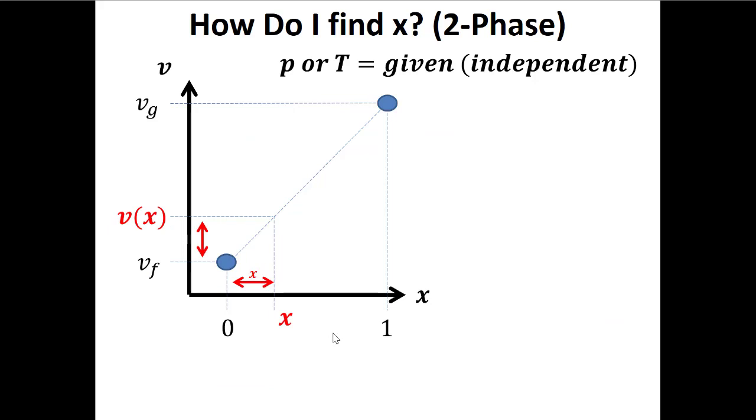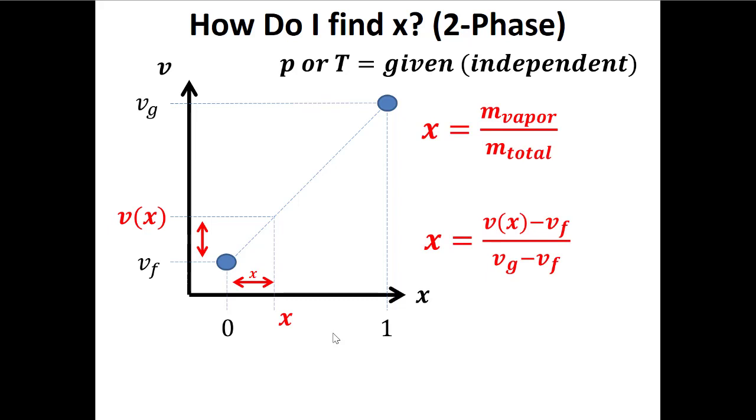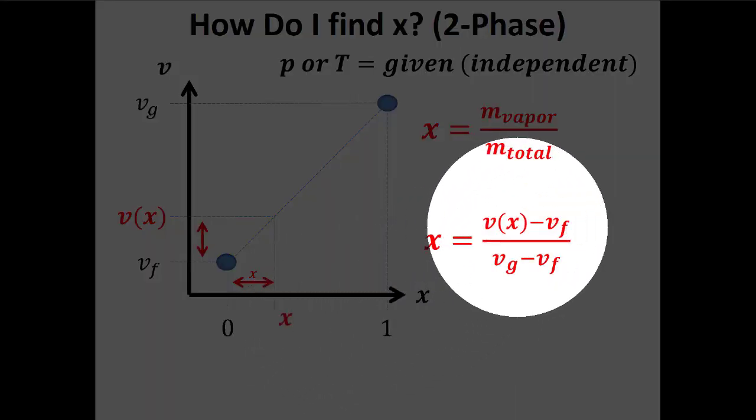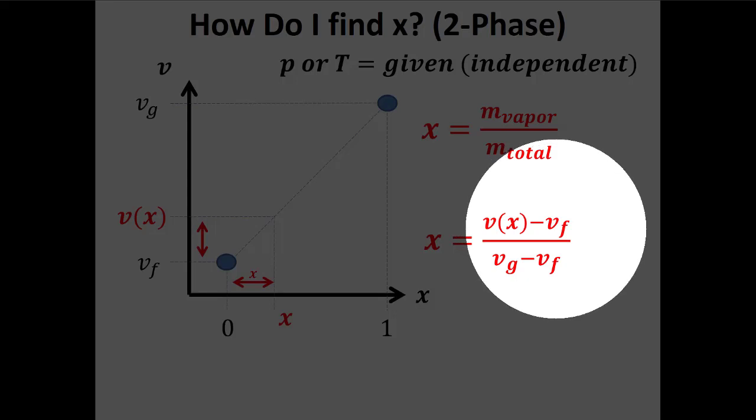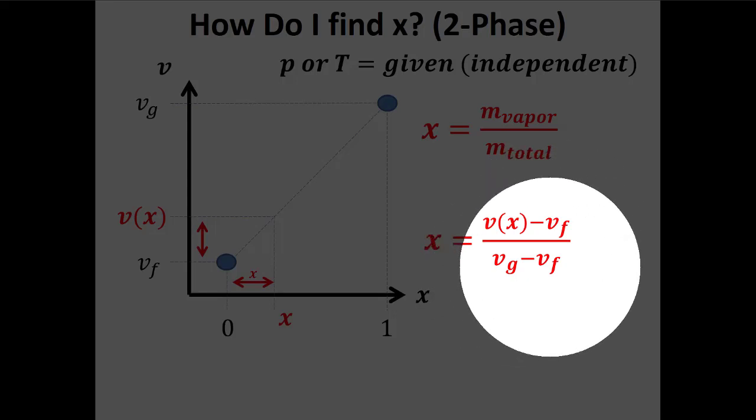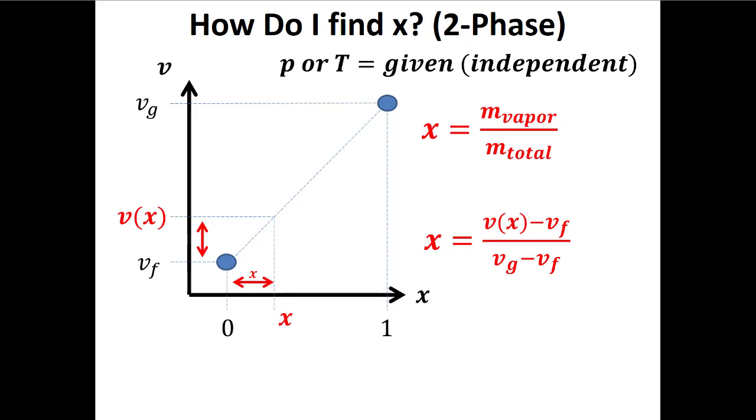So here I'm going to try to find quality in the same way that I've been going the opposite way, right? So I know X is the mass of the vapor divided by the total mass, right? I know that X is also V of whatever that quality is minus VF divided by VG minus VF, because all these properties vary linearly with the quality. Quality is just giving us the weight for the weighted average, because I have some combination of saturated liquid and saturated vapor.